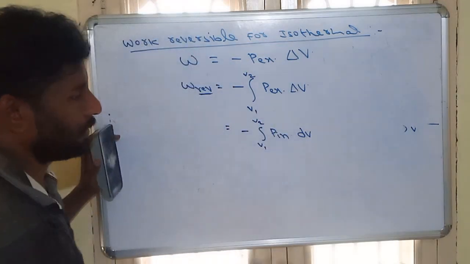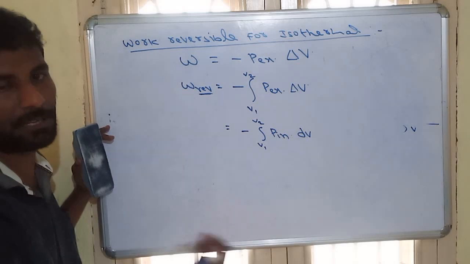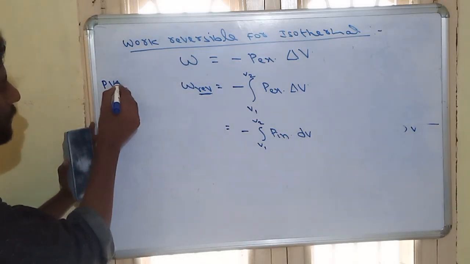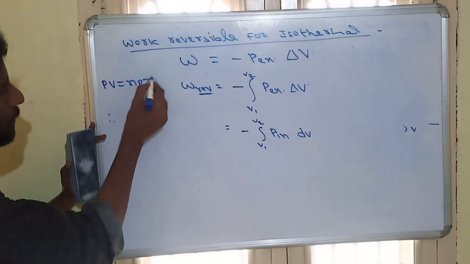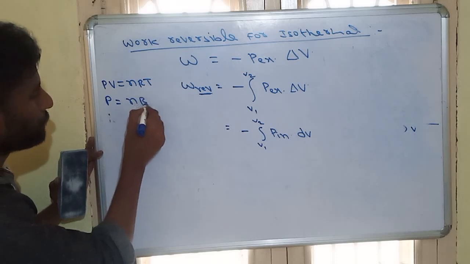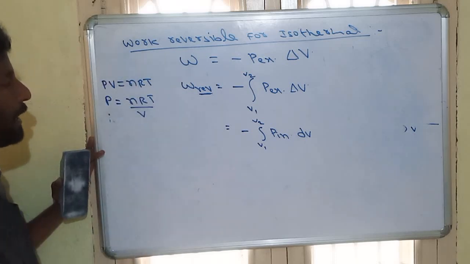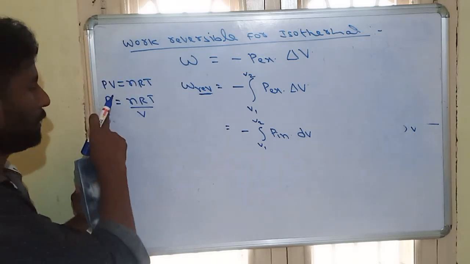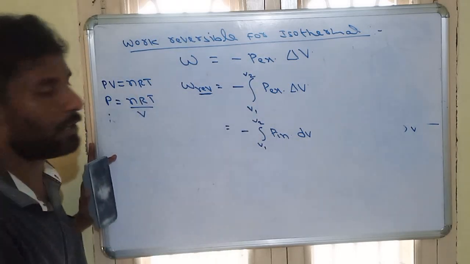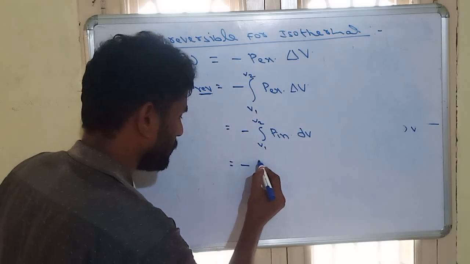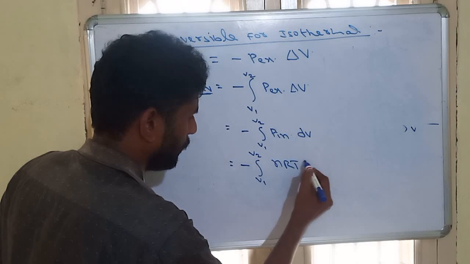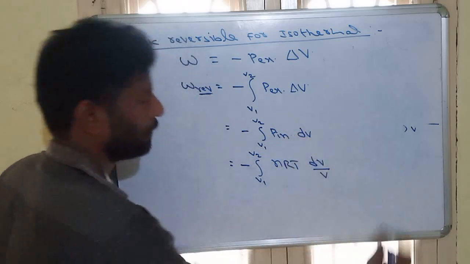So Pin is nothing but the pressure of the system, the pressure of the gas. We know from the ideal gas equation PV is equal to nRT. That means P is equal to nRT by V. So here P is nothing but the pressure of the gas, so we can place nRT by V for the pressure. From this, minus integral V1 to V2 nRT into dV by V.